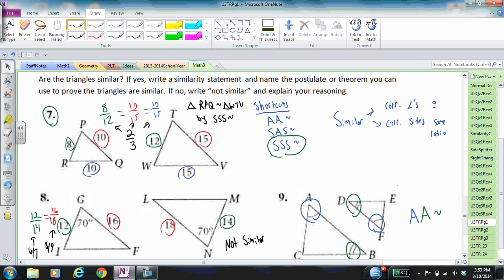I need to write my similarity statement. So if I start with triangle A, B, I said A, but I wrote E. If I start with triangle A, B, C, that's going to be similar to, I started with the 1 mark, went to the 2, and then the no marking. So I need to start with the 1, go to the 2, and then the no marking. So that's triangle F, D, E, to make sure that corresponding parts match up. Angle A matches up with angle F, and then B and D match up, C and E match up. So we're good to go. So that is triangle ABC is similar to triangle FDE by angle-angle similarity.